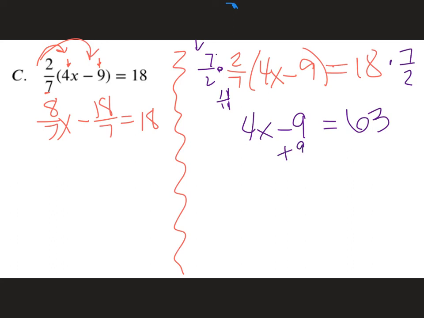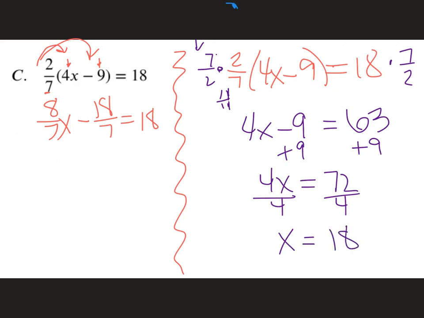So here I'm going to add 9. So I have 4x plus 0, so I don't need to write that, equals 72. And then 4x divided by 4 would make it 1x. Divide both sides by 4. So x equals 18. And that's just a different option.